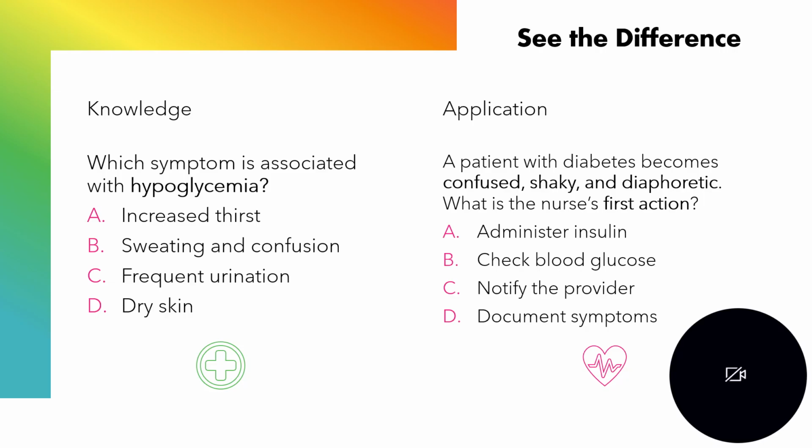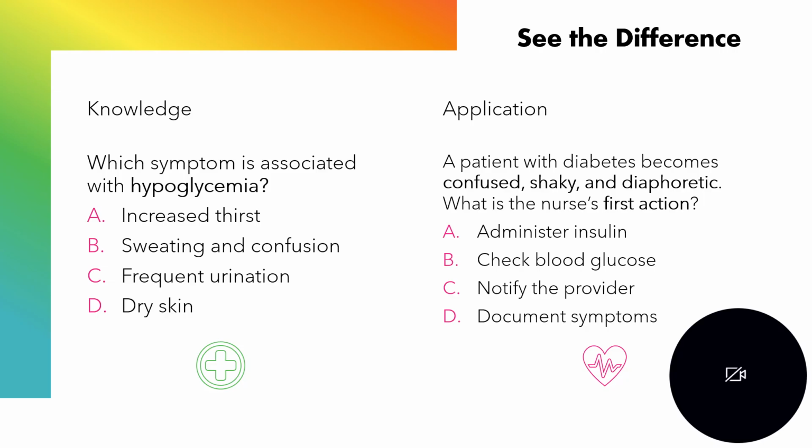Now, there's a lot of words listed in these answers, however, it is still very straightforward. It's a fact or it's a recall. You either know the symptom or you don't. The correct answer here is sweating and confusion. So this knowledge level question simply asked you to recognize symptoms, and that was it. Straightforward, could have been on a note card, you just memorized it and you moved on.